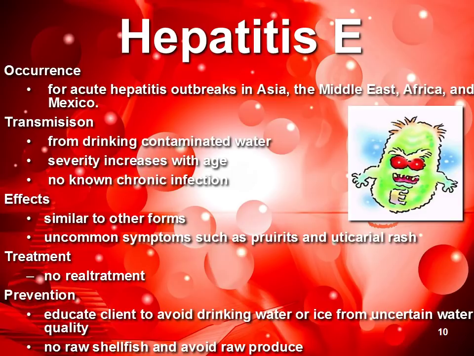The effects are again typical signs and symptoms of other forms of the disease, but they may also display some uncommon symptoms such as pruritus and urticarial rash. Infection with Hep E is diagnosed when a person presenting with active hepatitis symptoms is negative for other types of hepatitis, especially when there is a history of travel to an endemic area.